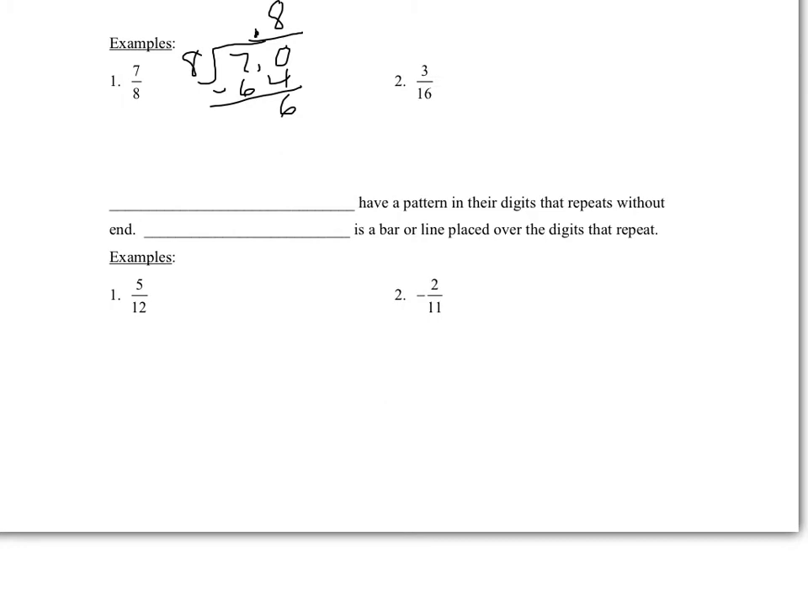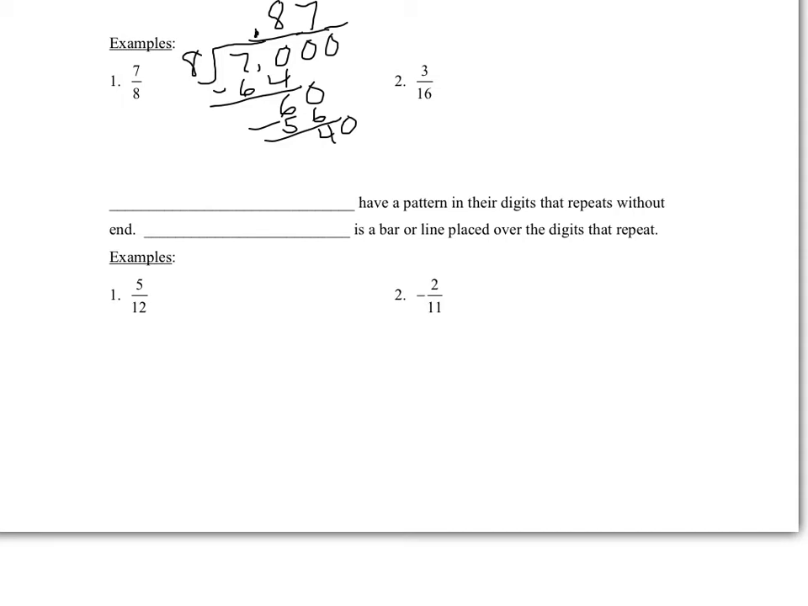Now, I still have a remainder, so I'm going to add another 0 and bring it down. Now, 8 will go into 60 7 times. 7 times 8 is 56. When we subtract, we get 4. Not quite done yet. Let's add another 0 and see what we get. Now, this looks nice.